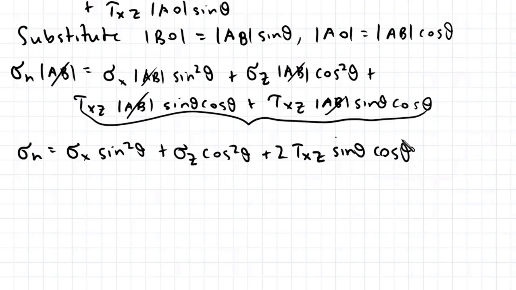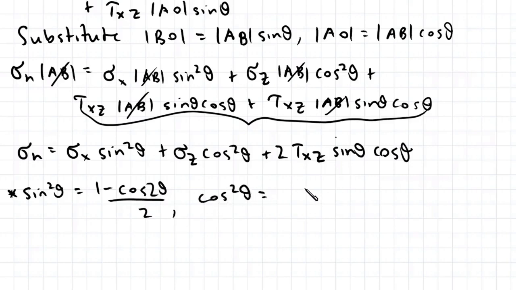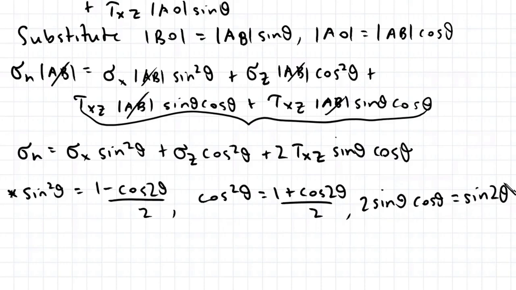Now there's a couple of trigonometric relations we can use in order to change this expression around. So sine squared theta can be rewritten as 1 minus cosine 2 theta over 2. And cosine squared theta can be rewritten as 1 plus cosine 2 theta over 2. And also 2 sine theta, cosine theta can be rewritten as sine 2 theta.